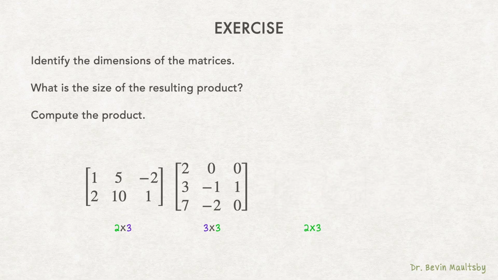And then if you compute it out, the first entry in the top left corner will be 1 times 2 plus 5 times 3 plus 7 times negative 2. That should give you 3. And then here are the rest of the entries in the 2 by 3 matrix.